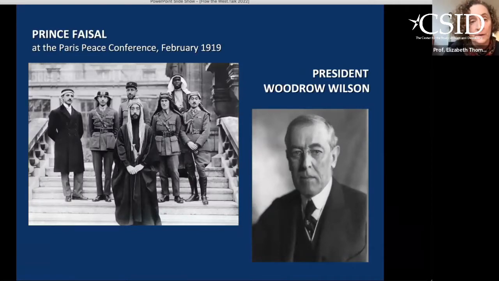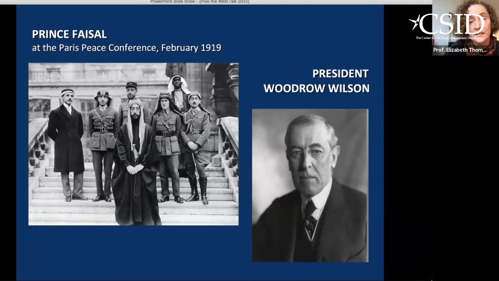As you can see here, he's standing in Paris with his delegation. This was the French liaison with him. That's T.E. Lawrence there. His right-hand man was this man from Lebanon, a Shiite, interestingly, from the Bekaa. His name was Rustam Haidar.